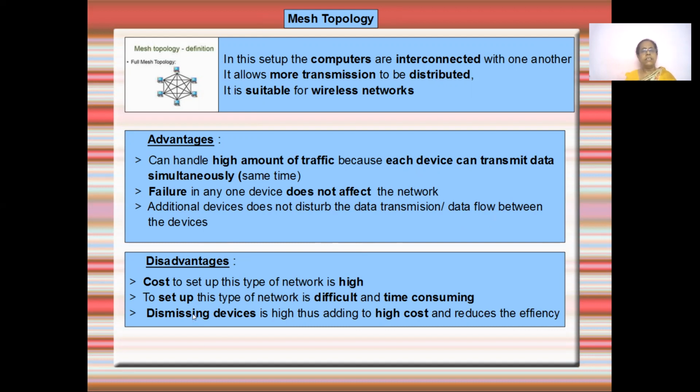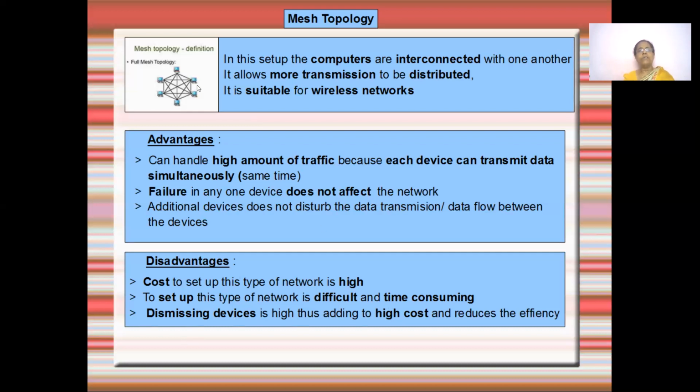What's the disadvantage? The disadvantage is definitely it's costly because you're using a lot of wires, and setting this up needs very high speed. And second, the setup of this is very difficult. It takes lots of time to set up because each computer has to be connected to all the computers in the room.